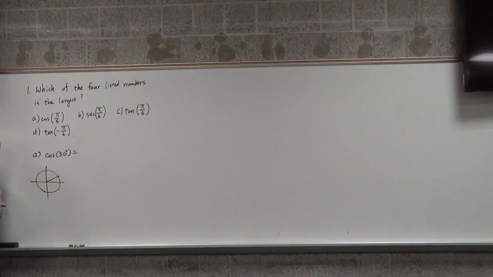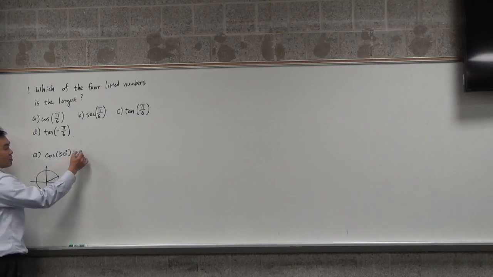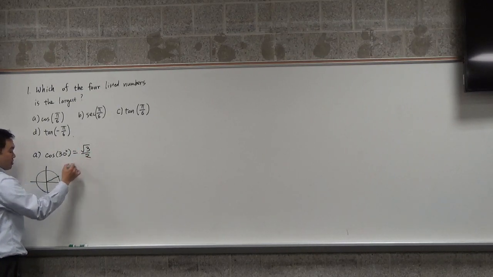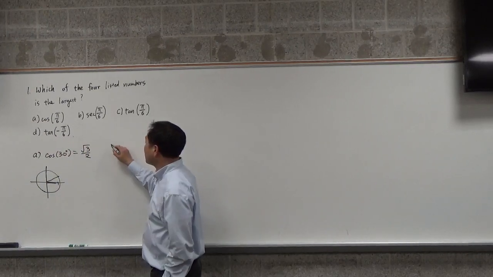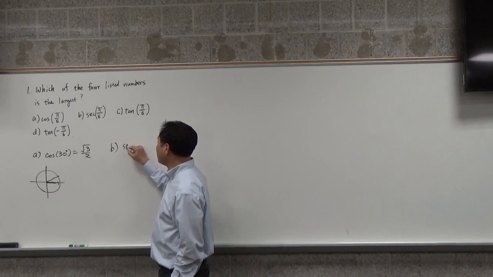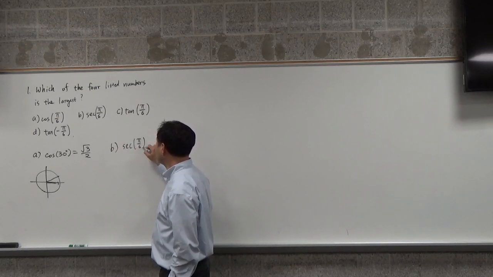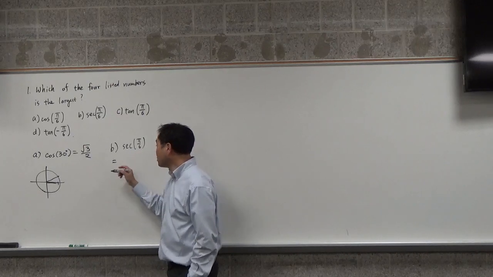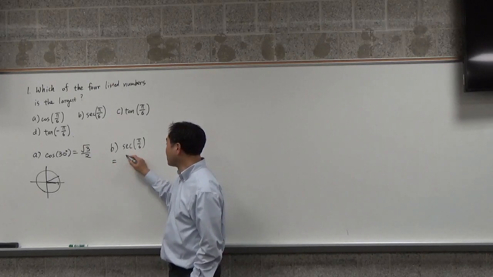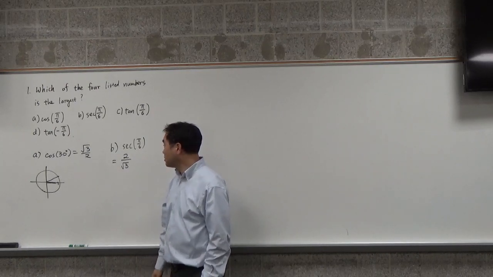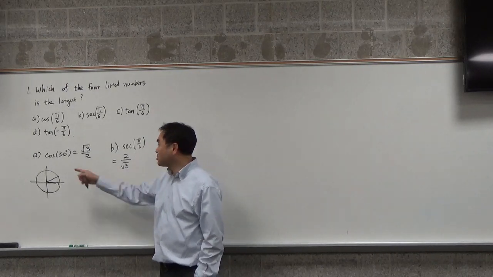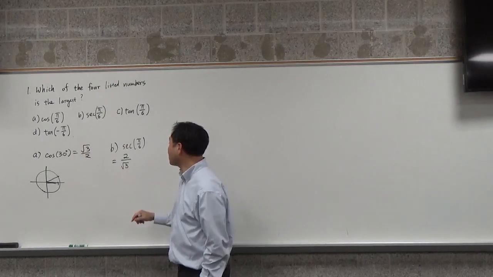0.86. No, you're trying to solve this in a non-calculator section. Okay, so this is going to be radical 3 over 2. Okay, B. What is secant? No, secant is 1 over cosine. Yeah, 1 over cosine. So you take this one and you flip it upside down: 2 over square root of 3.